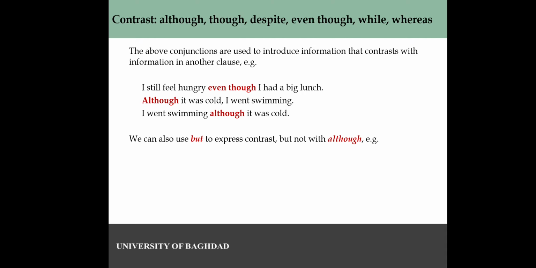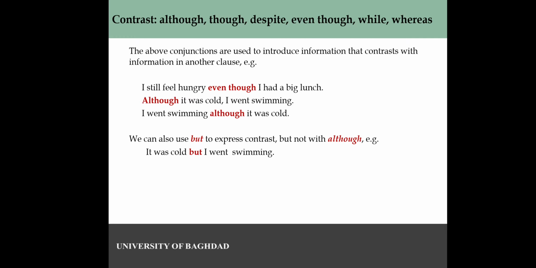But in this case, there is no need to include a comma. We can also, by the way, use but to express a contrast, but not with although. What does that mean? When you want to use but, or let's say although, it's wrong to include these two conjunctions in one sentence. You have to use one of them, but still you need to pay attention to the meaning of the sentence in order to put the conjunction in the suitable clause.